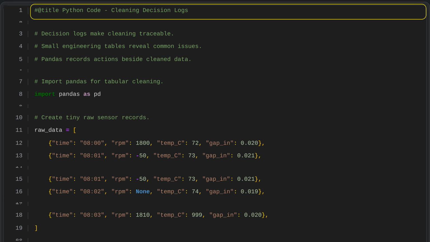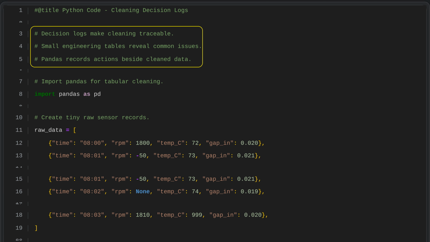Python code. Cleaning decision logs. Decision logs help make data cleaning traceable by recording what was changed and why. Even small engineering tables can expose common data issues, and Pandas can keep cleaning actions documented alongside the clean data.